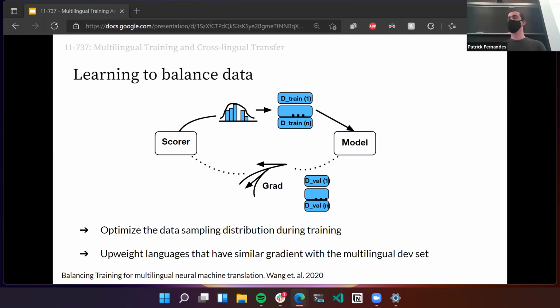No, this is just like problems with multilingual training. And this particular problem is how to balance your data, basically, because you're going to have data from many languages. Make sense? But it has implications for zero shot, because the better your multilingual model is, the better zero shot performance you're going to get. Make sense?